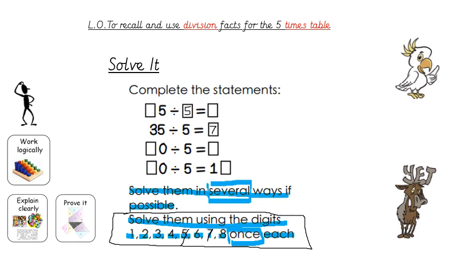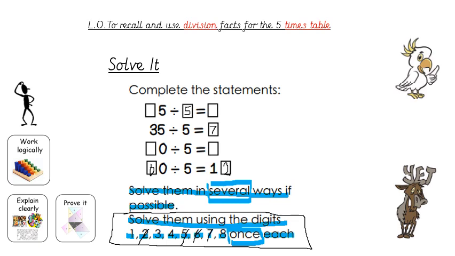What about 6? 60 divided by 5, 10, 15, 20, 25, 30, 35, 40, 45, 50, 55, 60. Oh, I can do that one. So I'm going to put 60 here, divided by 5, and I got the answer 12. It's a bit of a wobbly 2. So I've used 6 and I've used 2. Now I need to do another one here and another one here. So I haven't used 8.